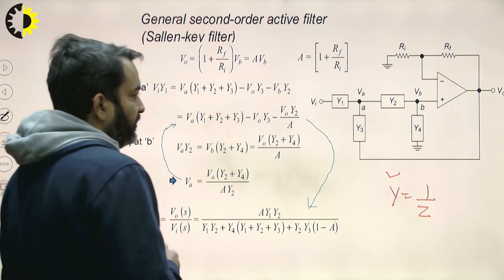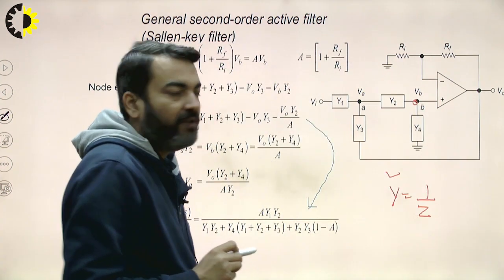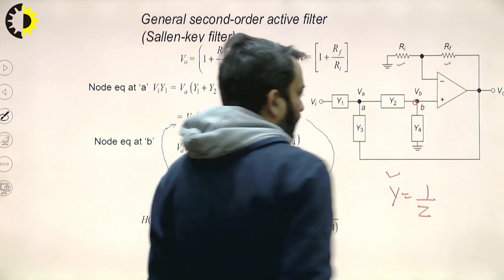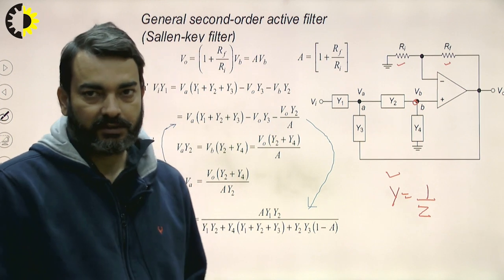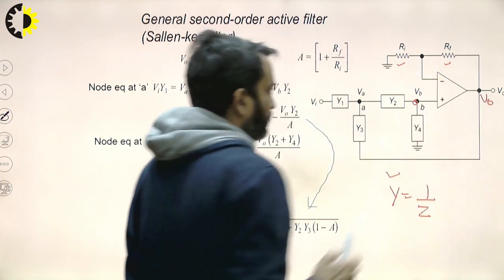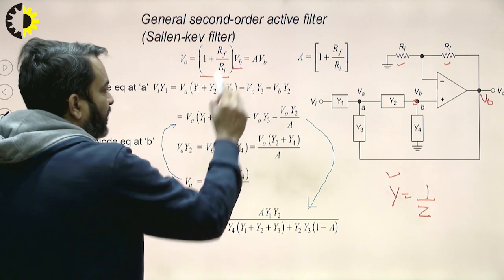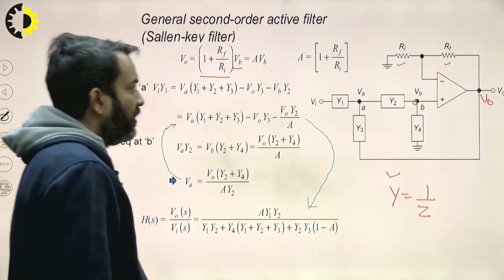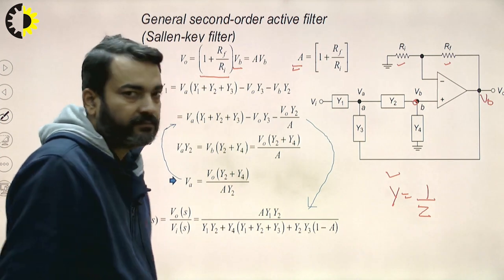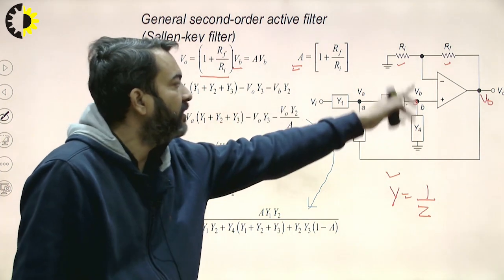So here, if we see, the voltage VB will be amplified by a gain of 1 plus RF by R1. This is a non-inverting configuration. So we will say this output voltage V0. V0 is equal to 1 plus RF by R1 multiplied by VB, this voltage. Here we have denoted 1 plus RF by R1 as A. So this is the gain by which this signal VB will be amplified.